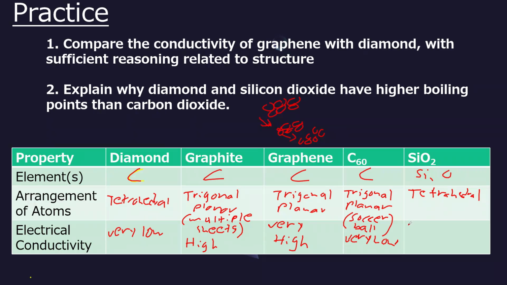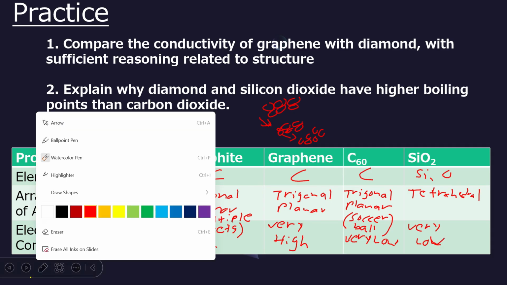SiO2, very low conductivity. No mobile charge carriers, no delocalized electrons. The electrons are locked in place in the covalent bonds between silicon and oxygen. So things like quartz, if you go get a quartz rock from outside, try to pass a current through it, I don't think you'll detect very much at all. It's an insulator.